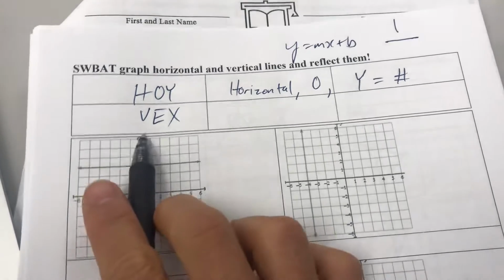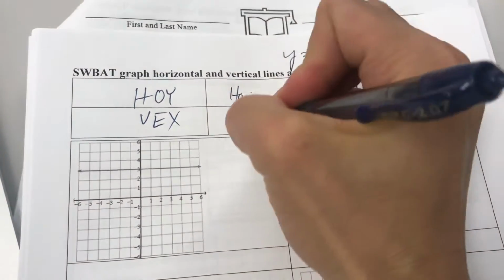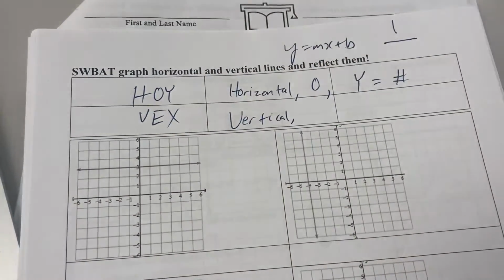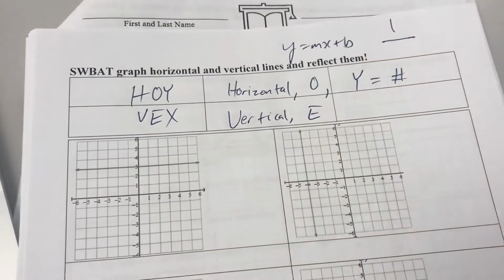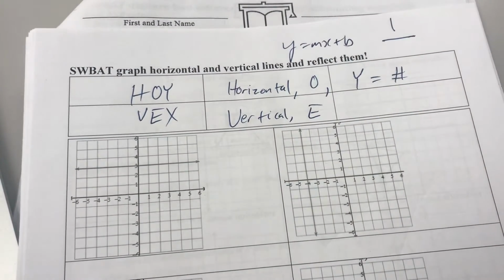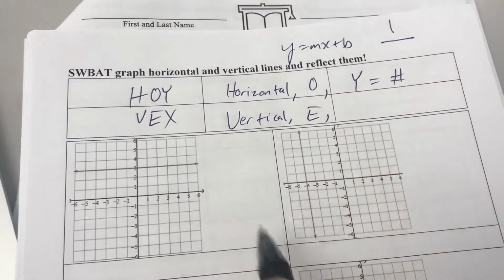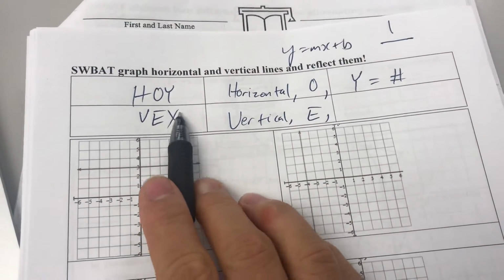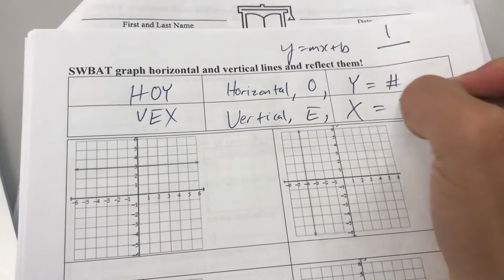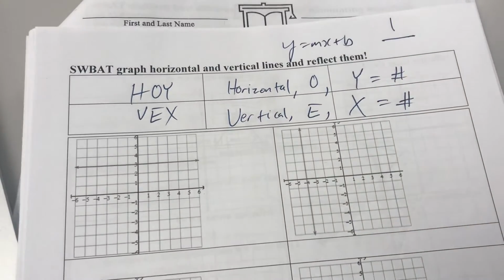Okay, Vex means vertical, right? And the E stands for error, or error is also like undefined, right? The slope is undefined, and whenever it's undefined, the equation is going to be x equals, right? The number. So let's take a look at a couple examples.